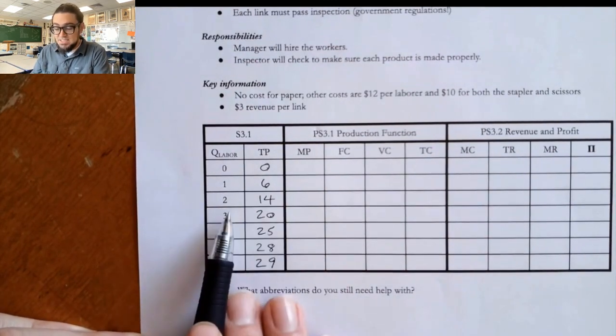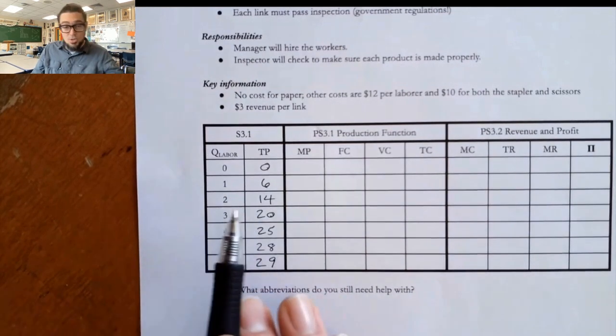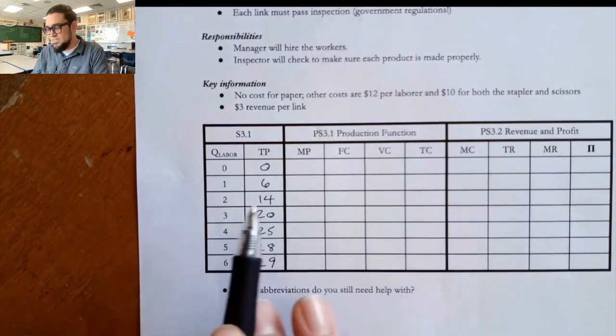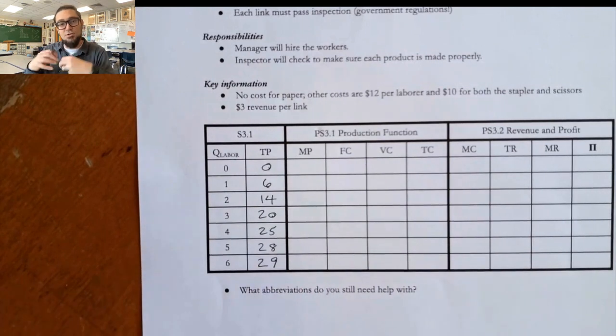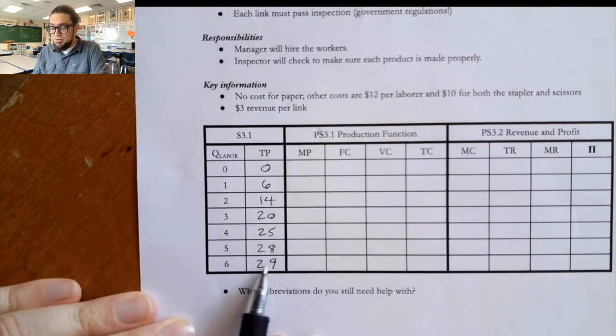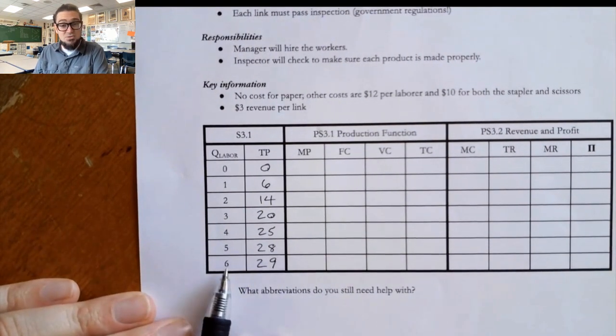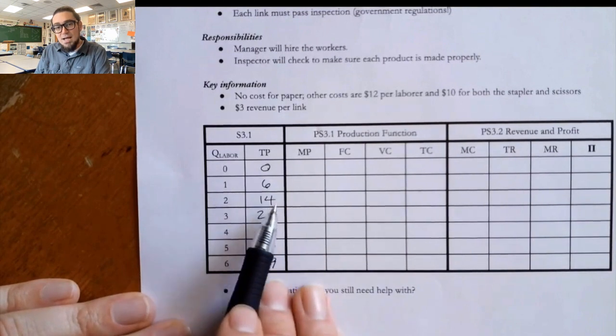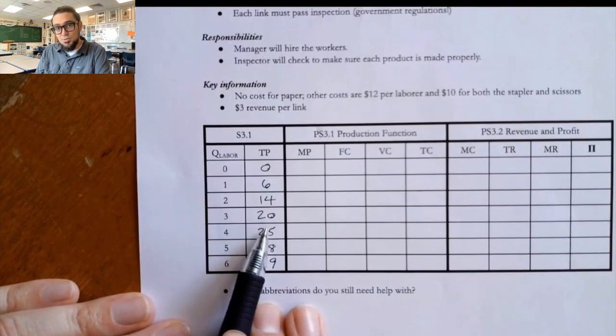The first worker made 6, the second worker made 14 along with the first worker. So understand that where this says Q labor 2, that's the 2 workers combined. They produced a chain with 14 links. When they hired a third worker, the chain ended up being 20 links. Again, they start from 0 every single time. The most they could make was 29 links with 6 students. But you can see that they very rapidly increased the number that they were able to produce.